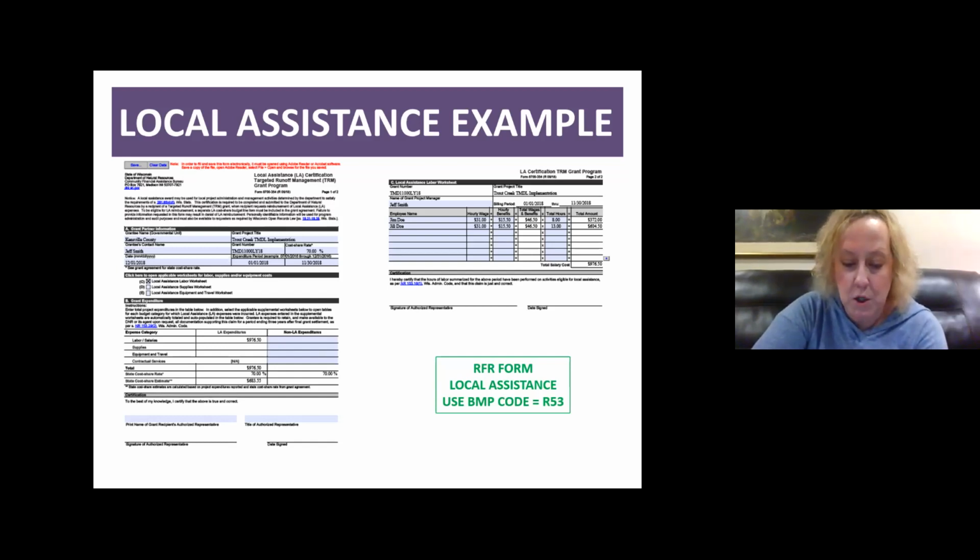So the local assistance certification form is found on the DNR website under the reimbursement tab. It's form 8700-354. And this is essentially a record of your employee labor spent on the project. So you'll start filling out the form by filling out Part A, which is the grant partner information. And then we're going to be moving on to the local assistance labor worksheet.